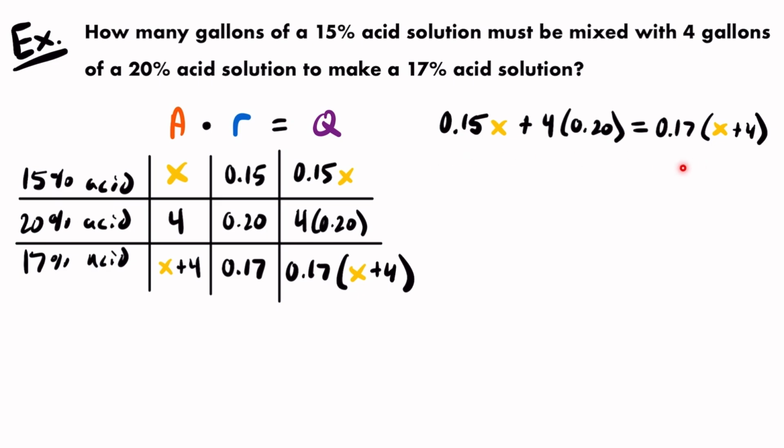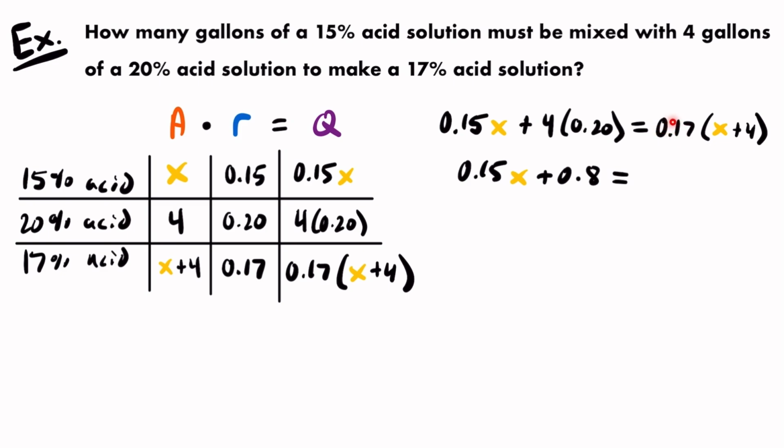Let's start by simplifying this equation. First of all, we have 4 times 0.20, which will be 0.80 or 0.8. So we have 0.15x plus 0.8, and that will be equal to 0.17 times x plus 4. So here we want to distribute 0.17 through this quantity. You want to multiply it by x, and then add that to multiplying it by 4. Okay, we're just using the distributive property that we have looked at earlier in algebra.